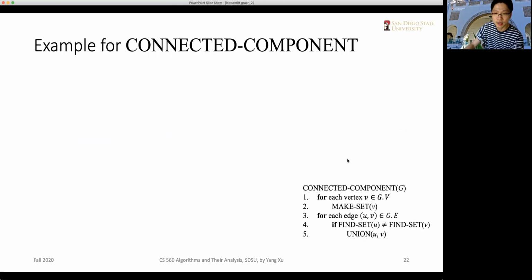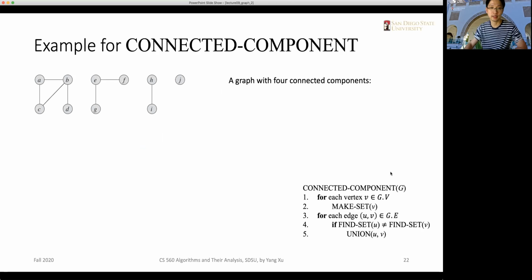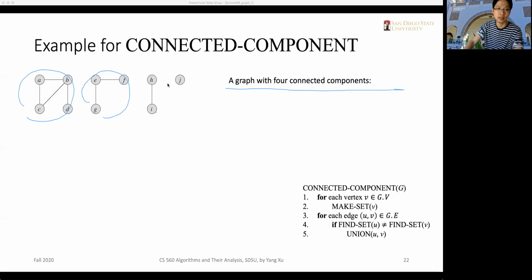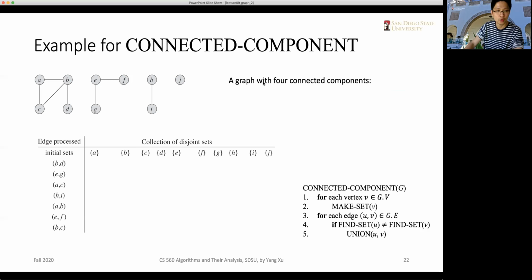So if we run the connected component algorithm on the graph, it will look like this. This is the initial state of the graph. It contains 4 connected components, and there are no edges interconnecting the components. So assume that we are going to run the connected component algorithm on this graph.